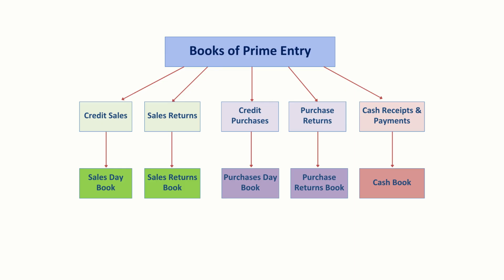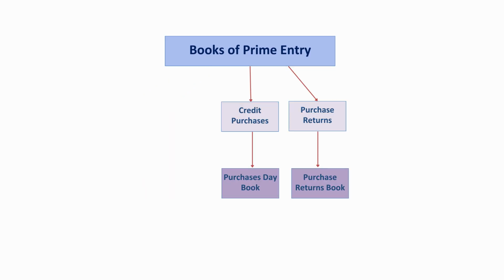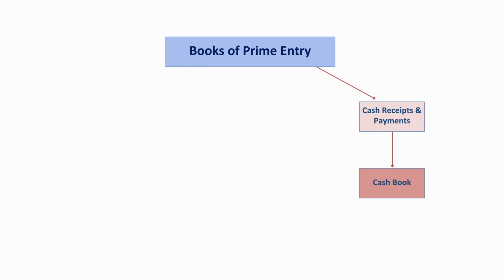Books of prime entry. These are the first records in which a transaction is written down, the starting point of the bookkeeping process. Examples include Sales Daybook for credit sales, Sales Returns Daybook, which records goods returned by customers, also called returns inwards. Purchases Daybook for credit purchases, Purchases Returns Daybook, which records goods returned to suppliers, also called returns outwards. And Cash Book for cash receipts and payments.